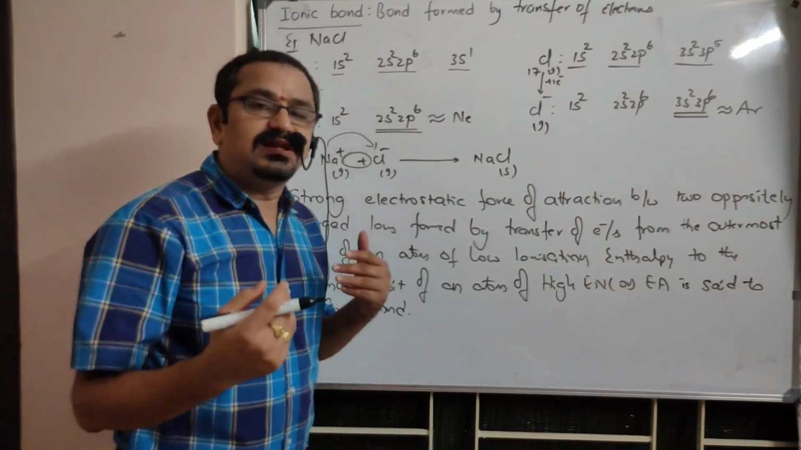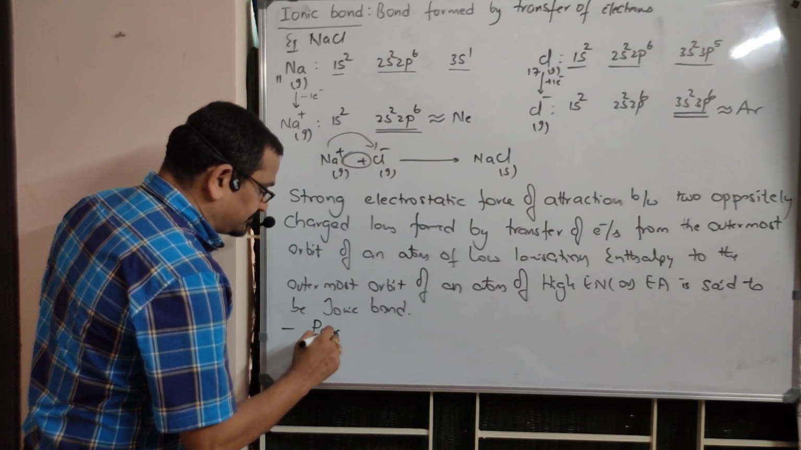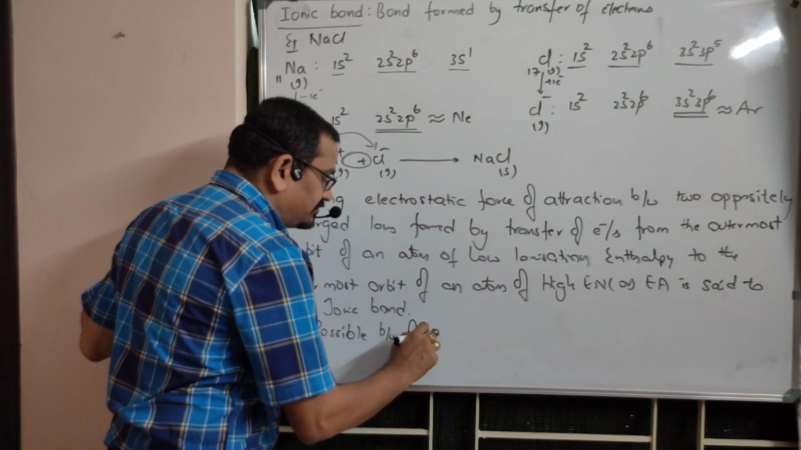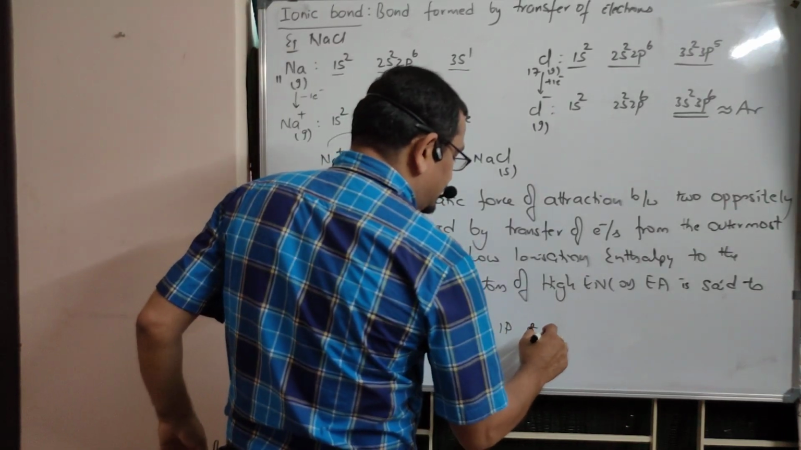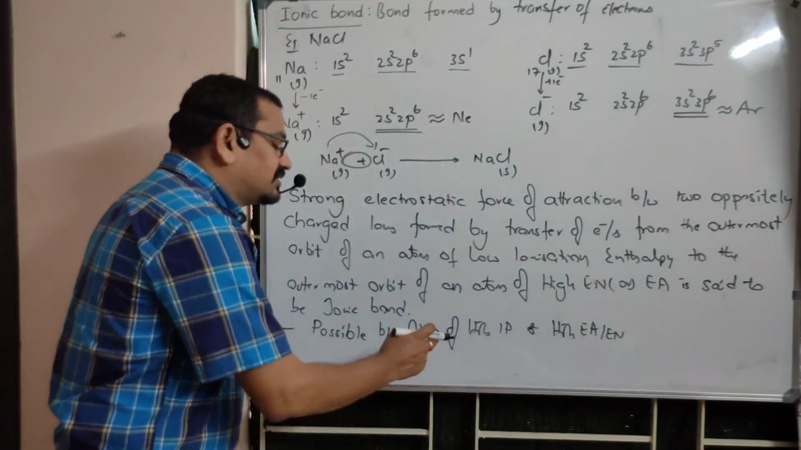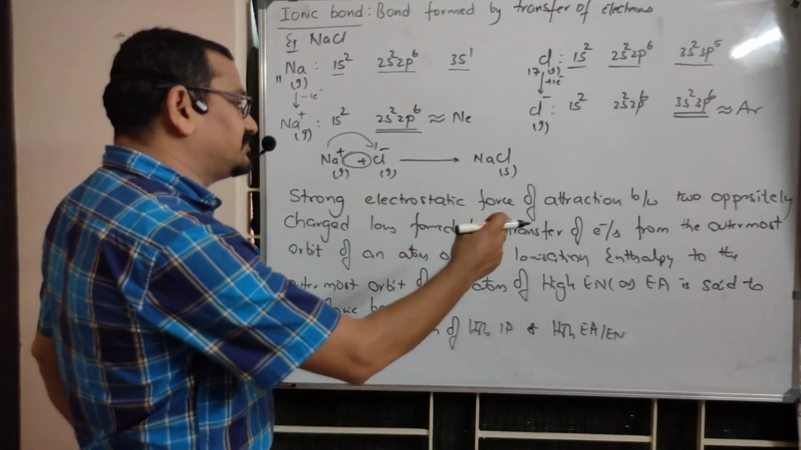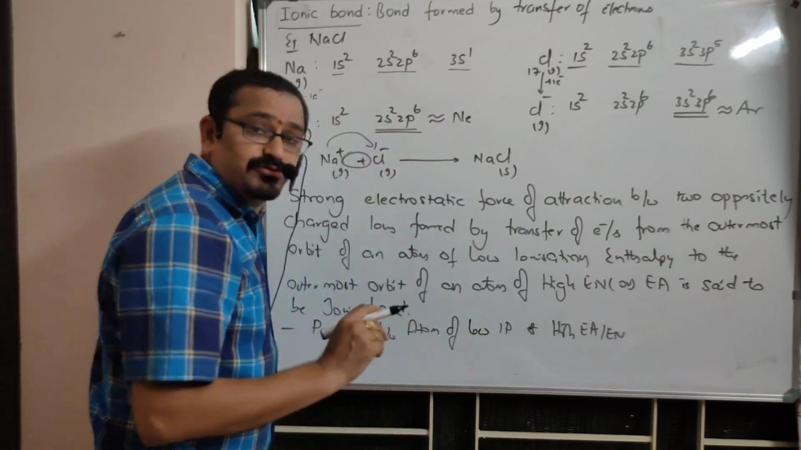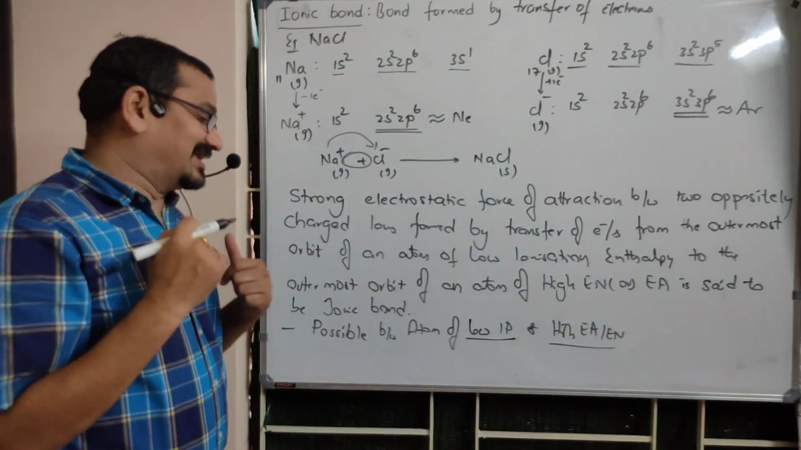Now we can frame several extra points about ionic bond. Ionic bond is possible between atoms of low ionization potential or ionization enthalpy and high electron affinity or electronegativity. See, we have to recap such points.